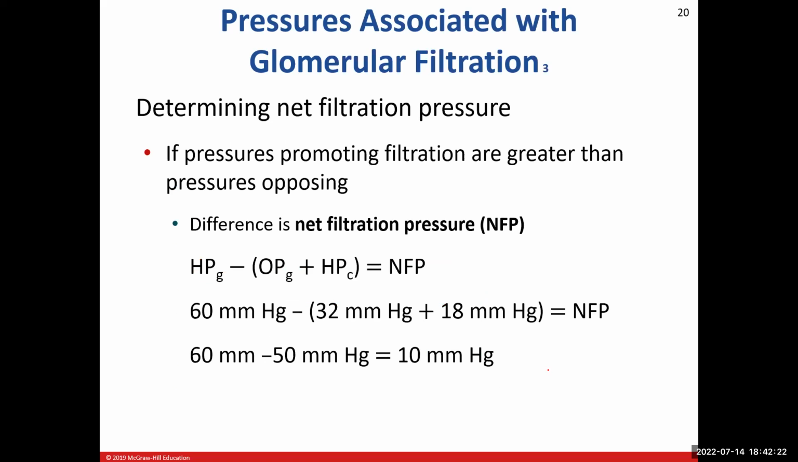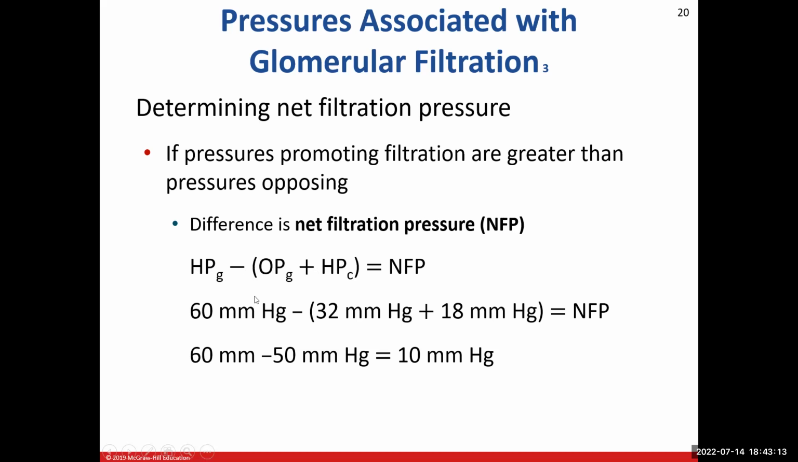So you didn't think you'd be able to get out of this that easy without having an equation. How do we figure out which direction these fluids are going to move? We have our net filtration pressure equation here. The net filtration pressure is the glomerular hydrostatic pressure minus the colloid osmotic pressure, or oncotic pressure, in the glomerulus, added together with the hydrostatic pressure in the capsular space, because those are both going to be opposing our hydrostatic pressure in the glomerulus. So we add those up and take the difference.